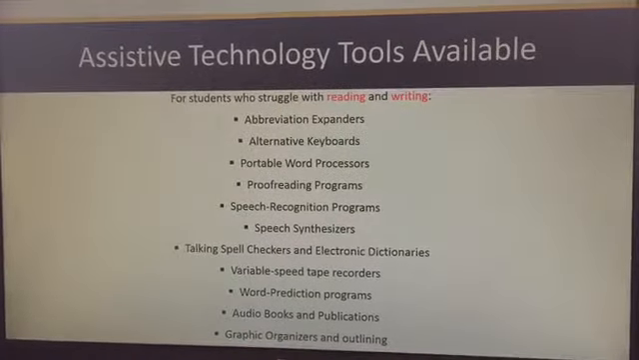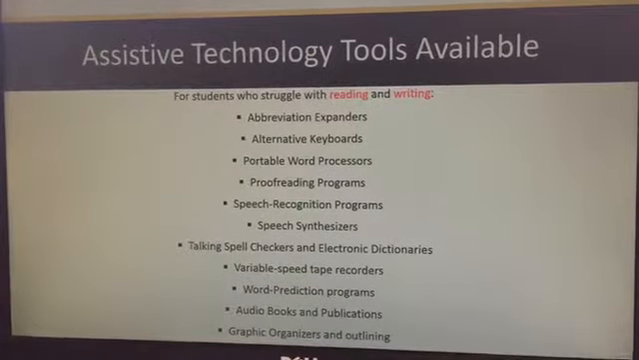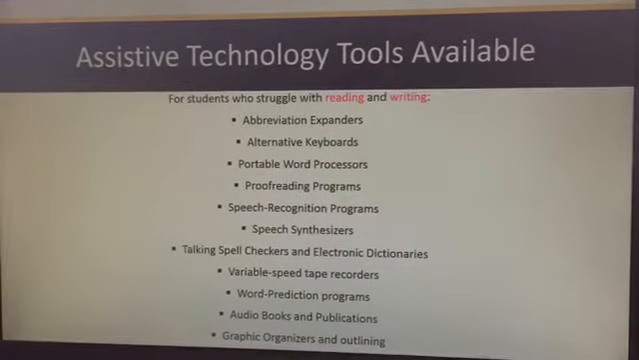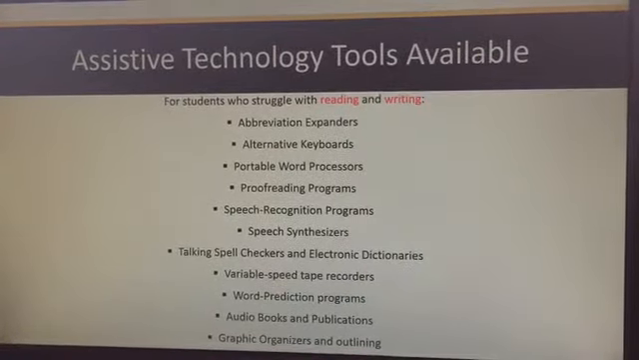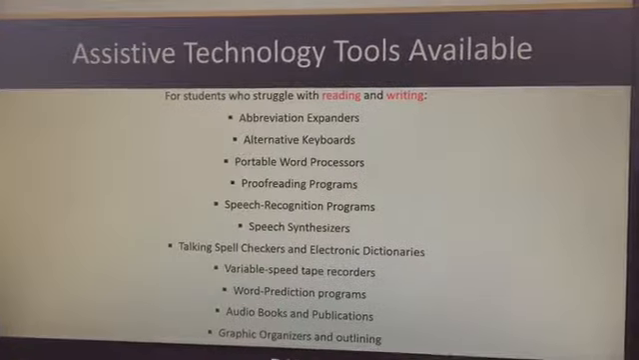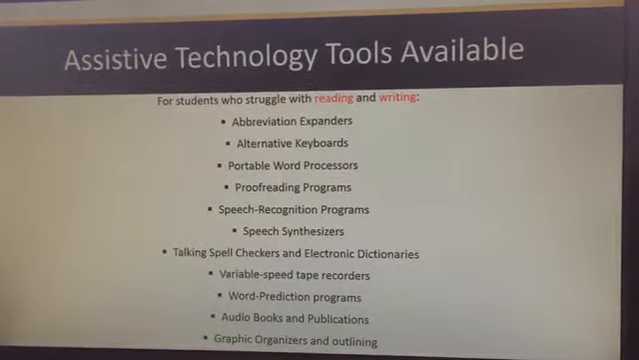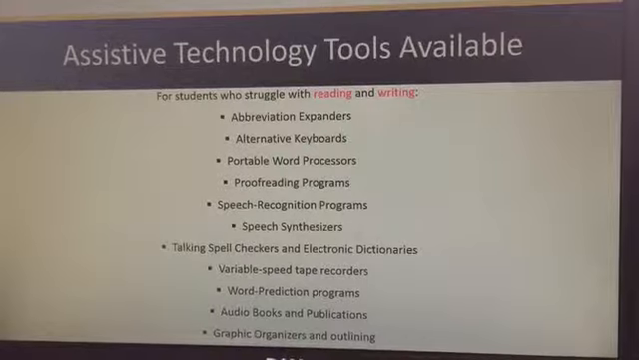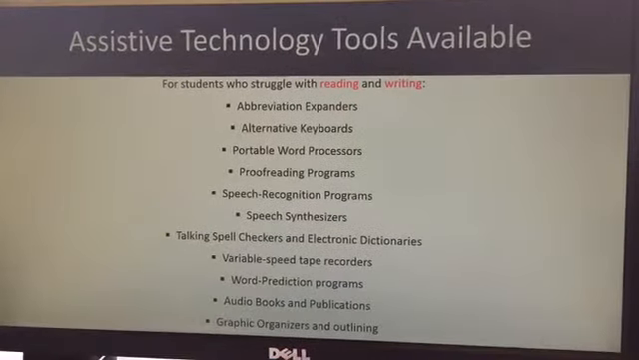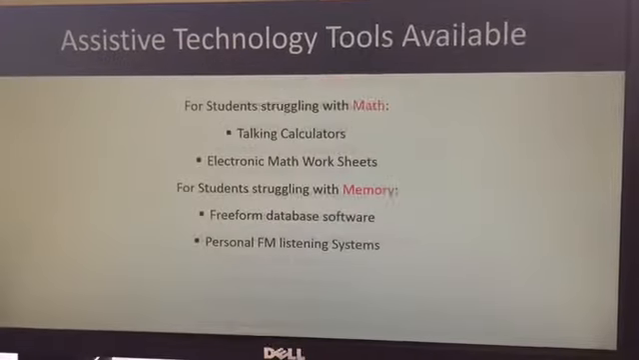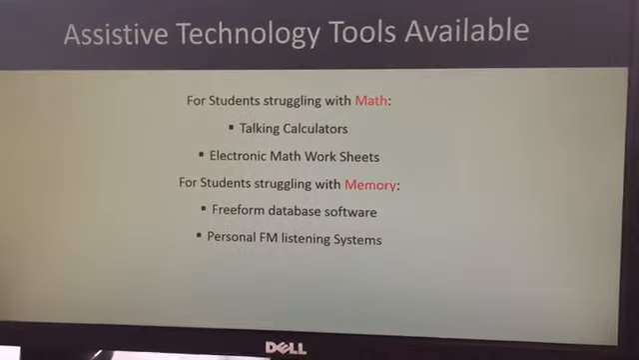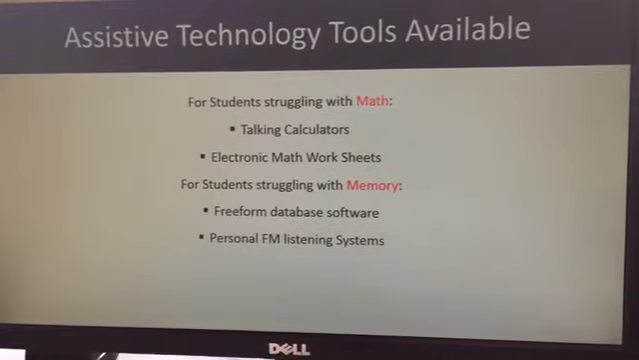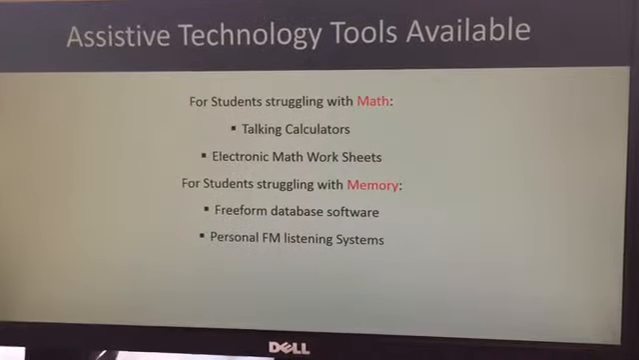And I'm just going to go through a list of assistive technology tools that are available. For students who struggle with reading and writing, there are abbreviation expanders, alternative keyboards, portable word processors, proofreading programs, speech recognition programs, speech synthesizers, talking spell checkers and electronic dictionaries, variable speed tape recorders, word prediction programs, audiobooks and publications, graphic organizers, and outlining. For students struggling with math, what can help are talking calculators in general and electronic math worksheets, and for students struggling with memory, freeform database software.